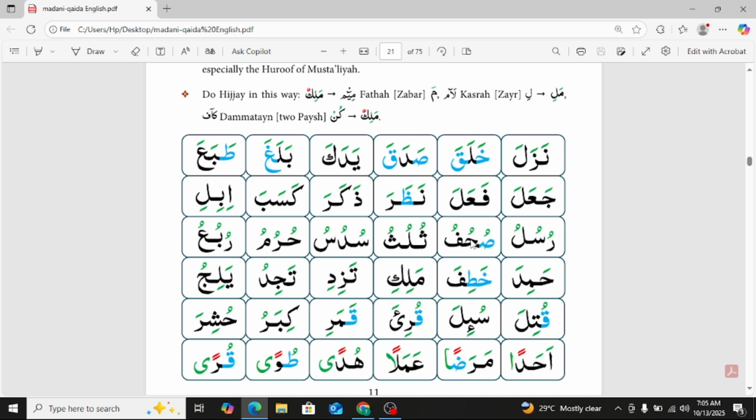Fa Pesh Fu, Suhufu, Tha Pesh Thu, Lam Pesh Lu, Tha Pesh Thu, Thuluthu, Sin Pesh Su, Dal Pesh Du, Sudu, Sin Pesh Su, Sudusu, Ha Pesh Hu, Ra Pesh Ru, Mim Pesh Mu, Hurumu, Ra Pesh Ru, Ba Pesh Bu, Ain Pesh U, Rubu'u. I hope you are repeating after me.